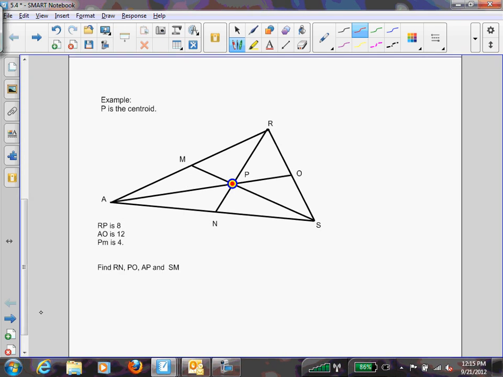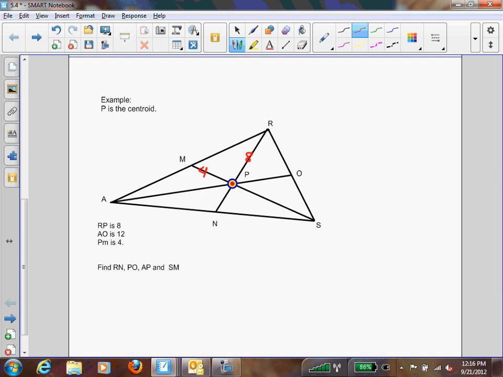Okay, so the centroid. RP is 8. AO is 12. That's the whole length. And PM is 4. Find RN, PO, AP, and SM. Which one do we want to work on first? You want to just do RN? All right.